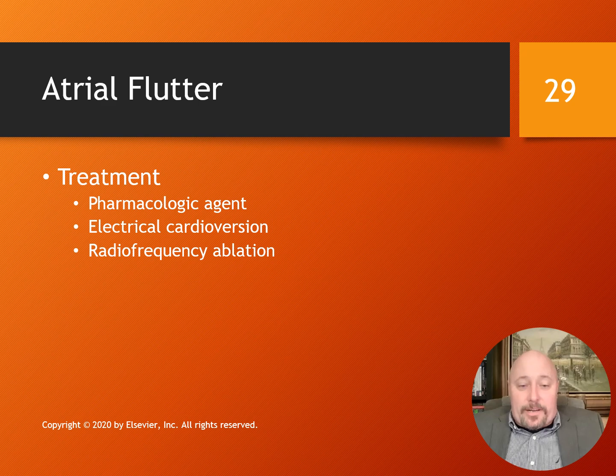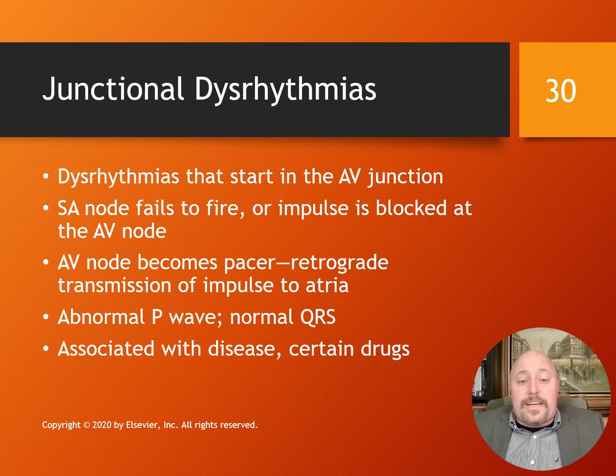The treatment's again going to be a pharmacologic agent, electrical cardioversion, or radiofrequency ablation to destroy any cells sending out irregular signals. Next would be junctional dysrhythmias. These are dysrhythmias that start in the AV junction.